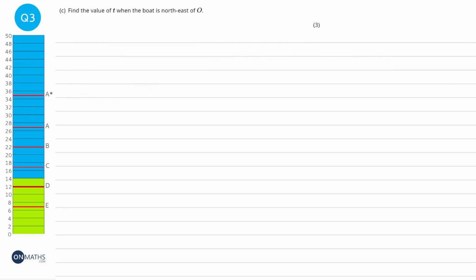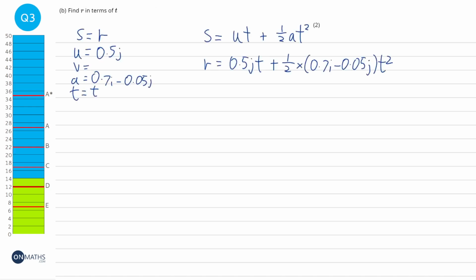Like with many of these multi-part questions, it will ask you to work something out, and then the next question will require you to use that answer to progress the question. So part C actually uses the answer to part B. So if we have a look back, we've worked out what r is. Now, r is the distance in relation to the time.